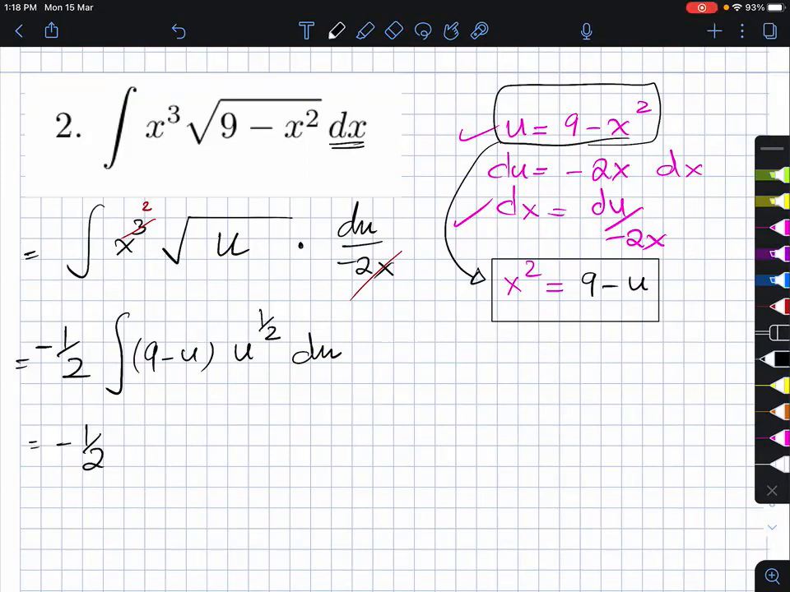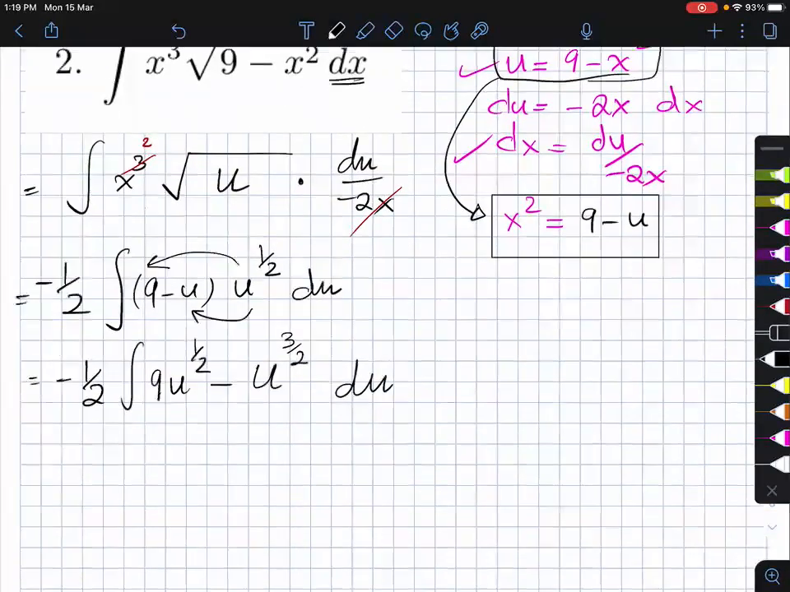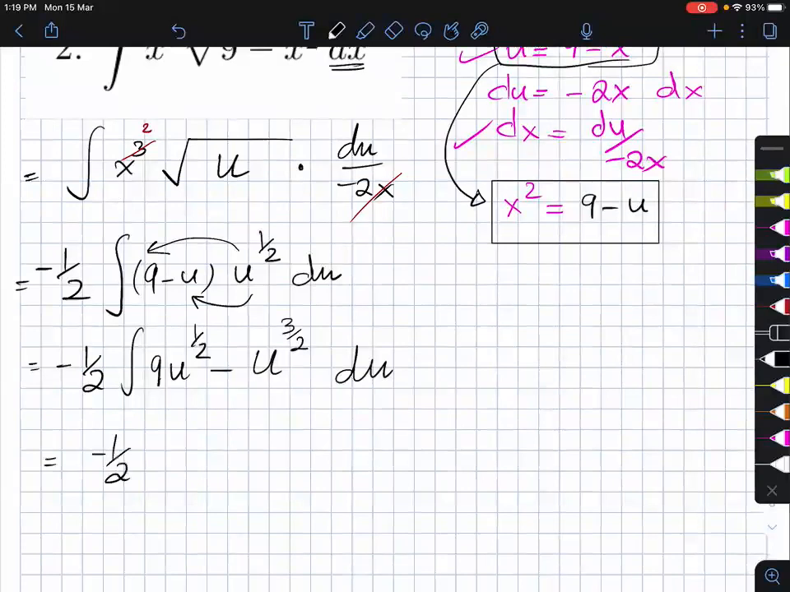Okay? Negative half, and multiply u to the power of half by 9. So we have 9u to the power of half minus u to the power of half times u, integrate. Integral of 9u to the power of half: the 9 is a constant, leave it. Add 1 to the exponent, 3 over 2, and divide by 3 over 2, which gives 18 over 3, which is 6.